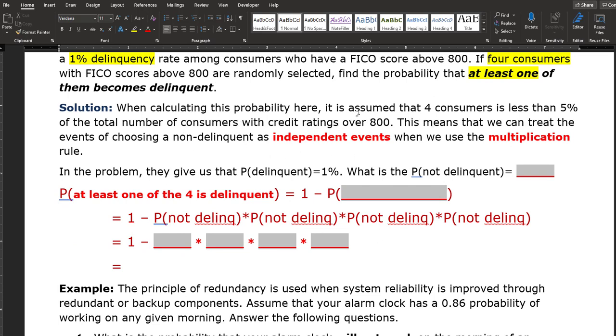What we're going to do is first assume that these are going to be independent events. We are going to assume that picking 4 people out of however many people there are with FICO scores above 800, we are going to pretend that is less than 5% of the total. It's probably safe to assume that, honestly. So yeah, 4 people out of probably the thousands of people is probably going to be less than 5% of the population. So these are going to be treated as independent events, so we won't have to worry about changing our probabilities as we multiply when we use the multiplication rule.